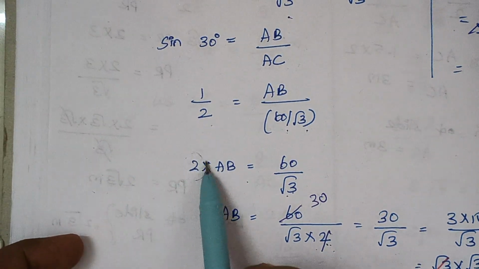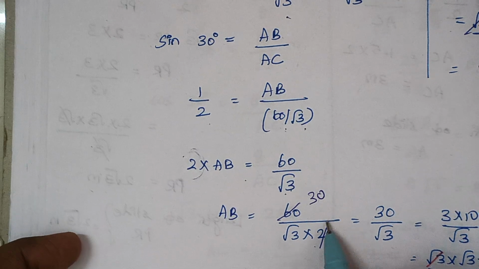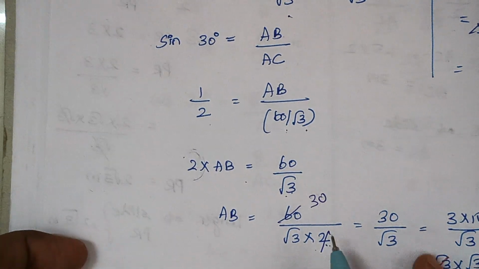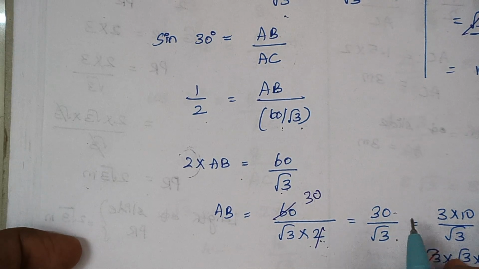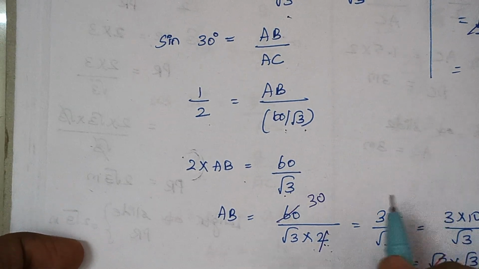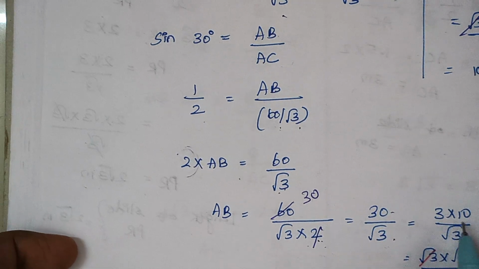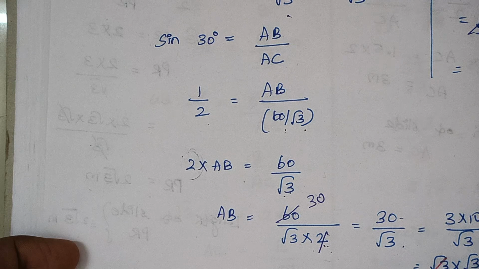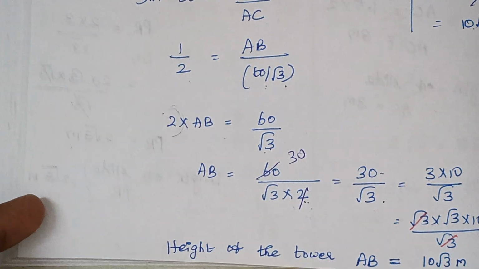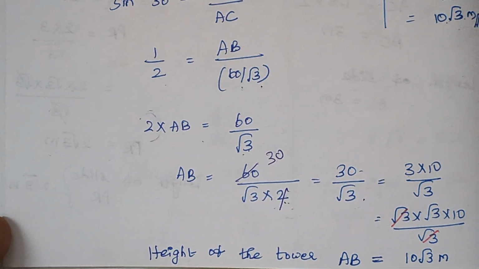Here it is in numerator part. So here it occupies the denominator part. So again 2 and 60 get cancelled. The answer is 30 by root 3. Just for our simplification, we are writing this 30 as 3 into 10 divided by root 3. Again the same thing. 3 is written as root 3 into root 3 here. And finally, the answer is 10 root 3 meter.